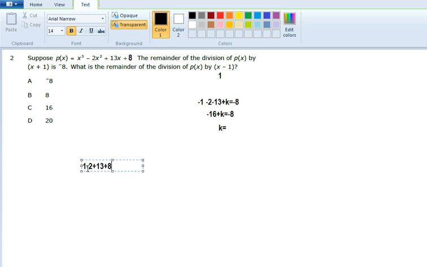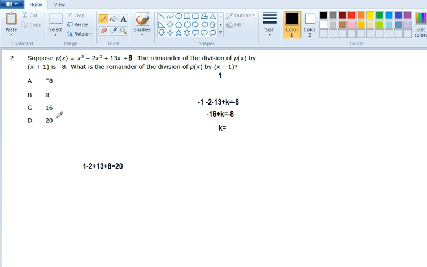And so I have 1 minus 2, that's negative 1, plus 13, that's 12, plus 8, that's 20. So I know all this is equal to 20. And that is an answer choice. So the answer for number 2 is D.